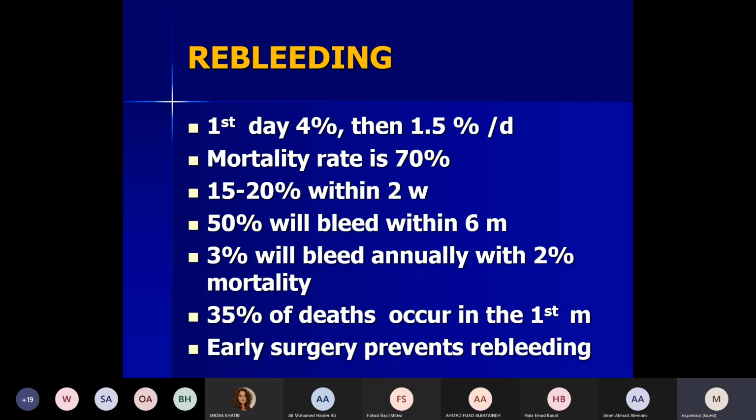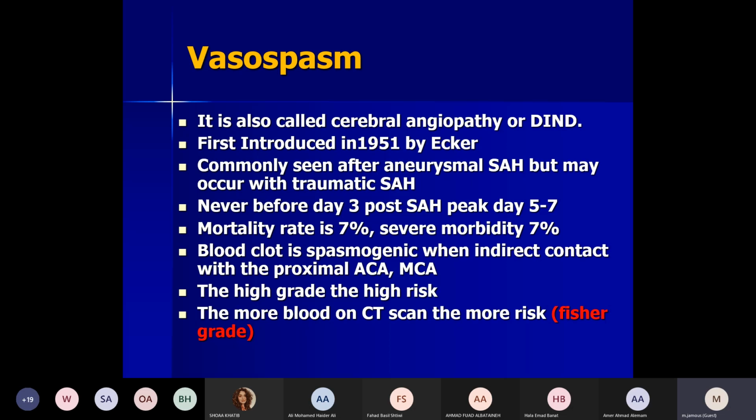The second complication of subarachnoid hemorrhage is vasospasm. What's vasospasm? Sometimes we call it delayed ischemic neurological deficit. Why is it delayed? Because usually it occurs after day 3. So it never occurs in the first few days. It starts on day 3, peaks at day 7, and usually vanishes by 2 weeks.